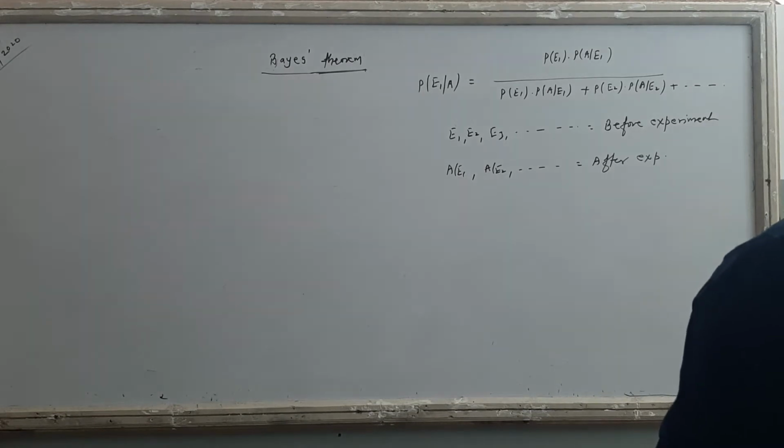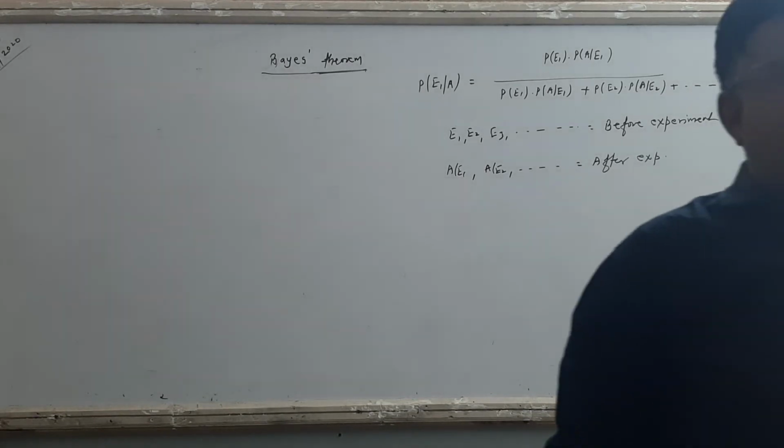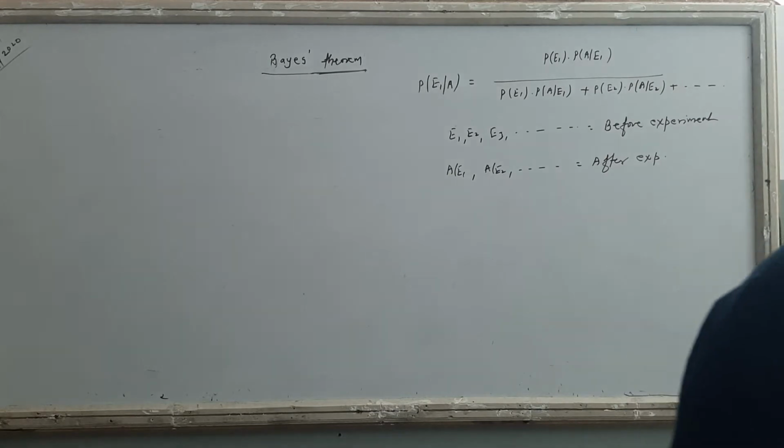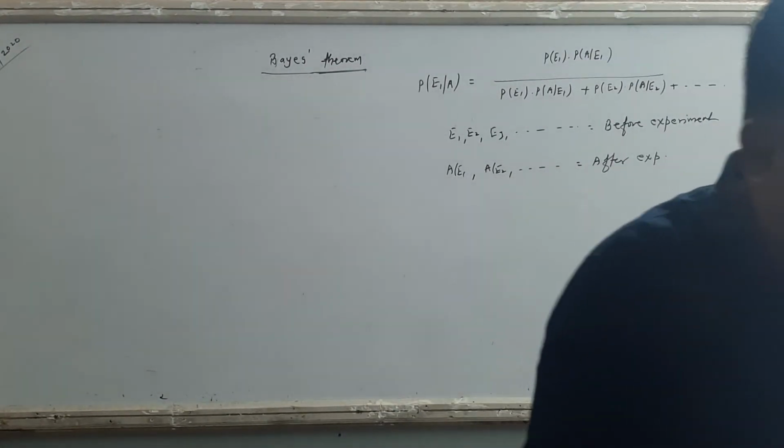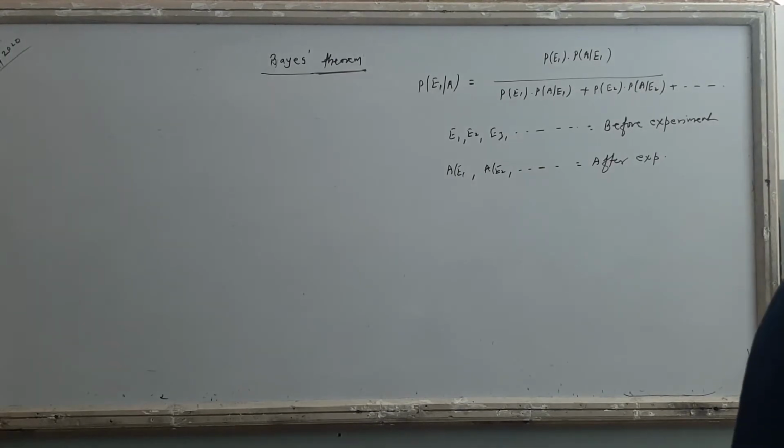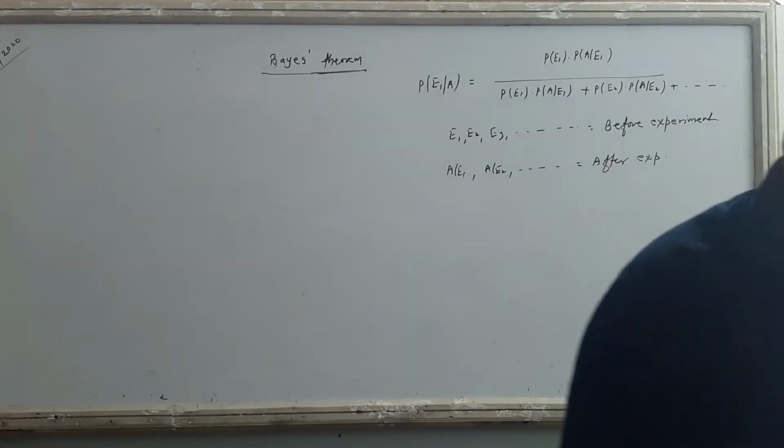Now today is question number 2. Read the first question. A bag contains 4 red balls and 4 black balls, and another bag contains 2 red balls and 6 black balls. Now one of the 2 bags is selected.